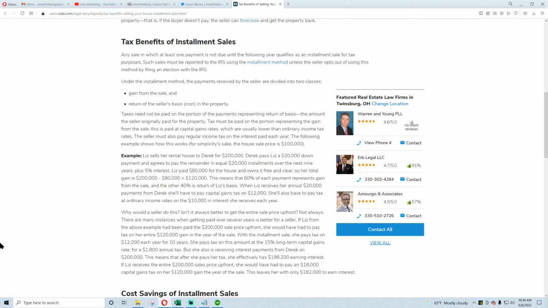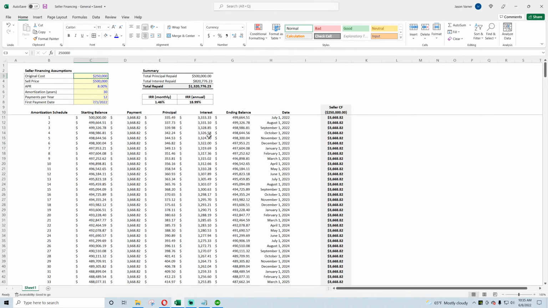But I think it's different if you hold your home for more than a certain amount of years. Okay, anyway, it doesn't matter. The key is we need to figure out the gain from the sale versus return on basis costs. So let's look at this. Tax must be paid on the portion representing the gain from the sale. The seller must also pay regular income tax on the interest. Right, so obviously we knew this. These interest payments are just ordinary income. These principal payments, however, I believe until it reaches 250,000, you don't pay any gains.